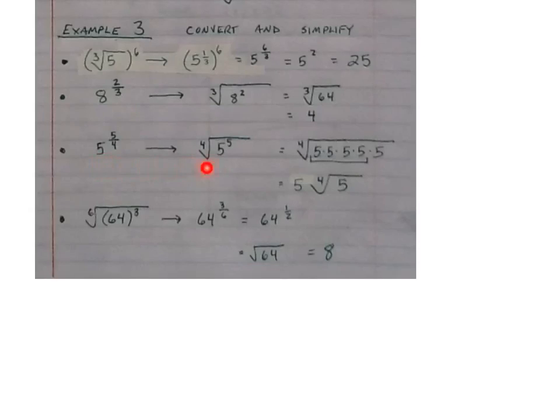Third one, we also go rational exponent to the radical form, and then simplify the radical form. And in the fourth example, we start in the radical form, switch it to the rational exponent, so 3/6. Reduce the 3/6 and then convert it back to a radical form to find the value of 8, or more accurately, plus and minus 8.